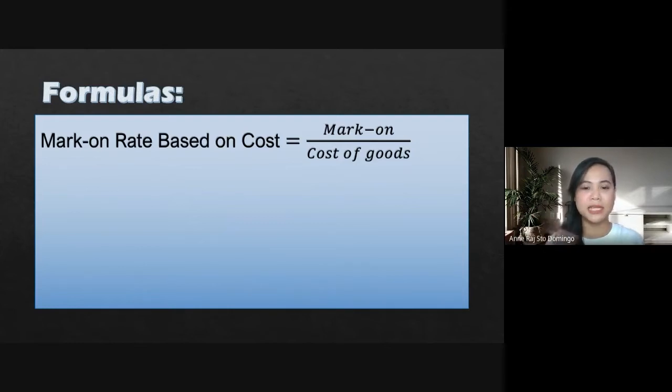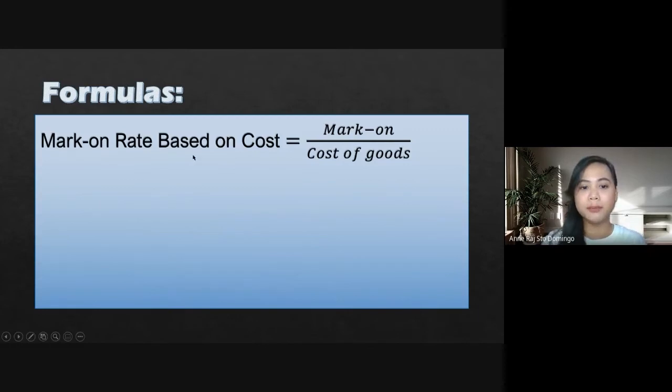Normally, the businesses ask: what is our mark-on rate here? What percentage will we impose? It can be computed first based on cost, and secondly based on selling price. So what is our process for computing it?